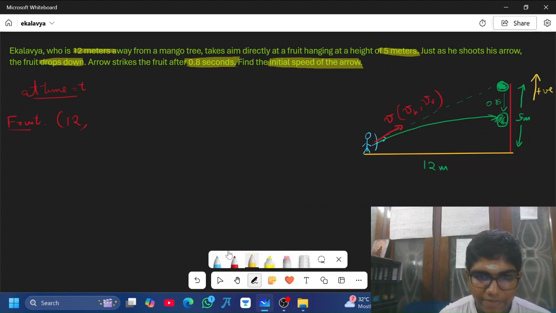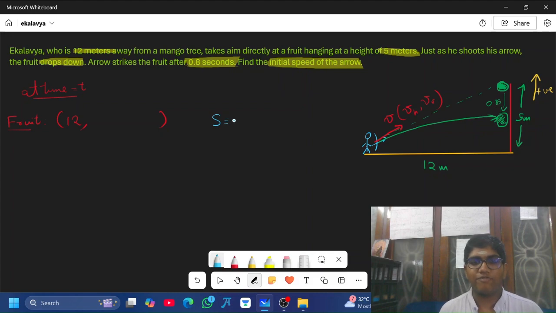Your choice, definitely, by the way. I'll take upward to be positive. And since it is being dropped, initial velocity will be 0. So, before filling in the y coordinate, I'd like to revise on one thing.